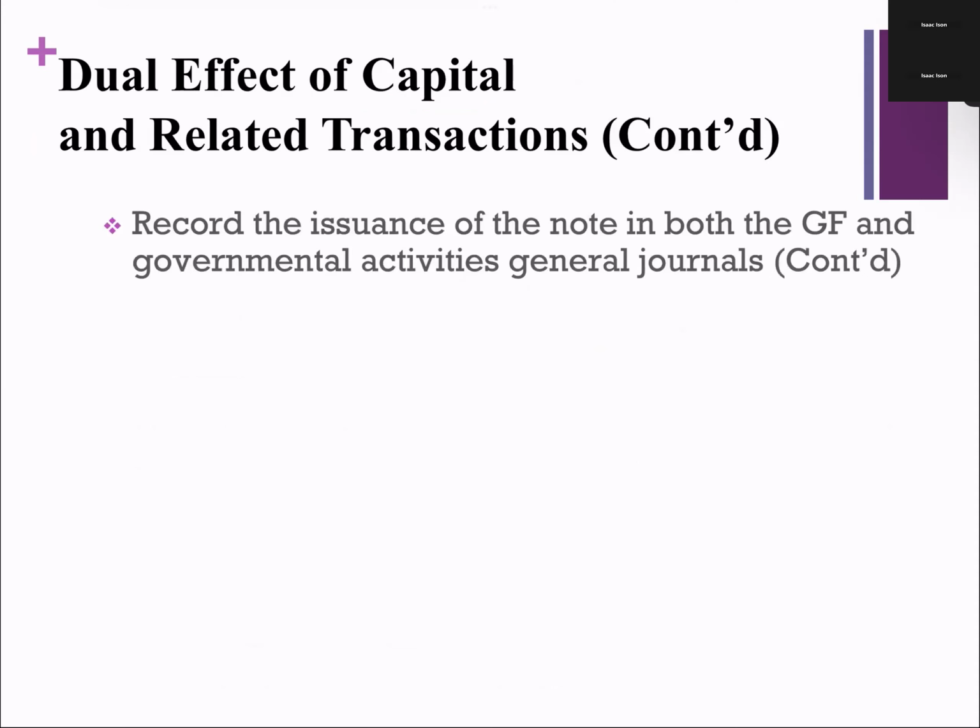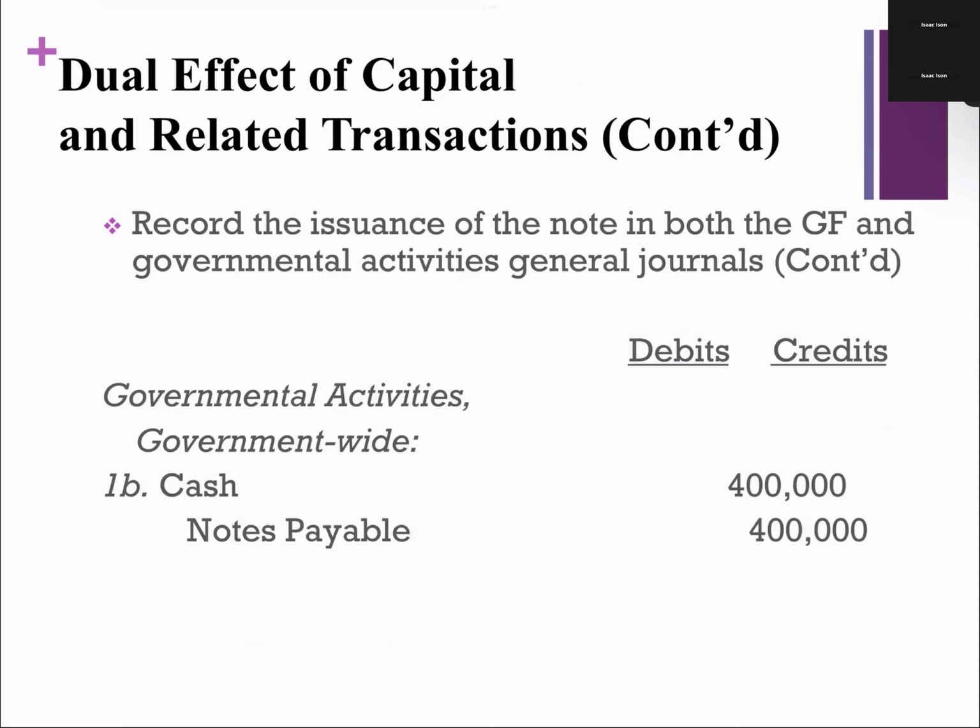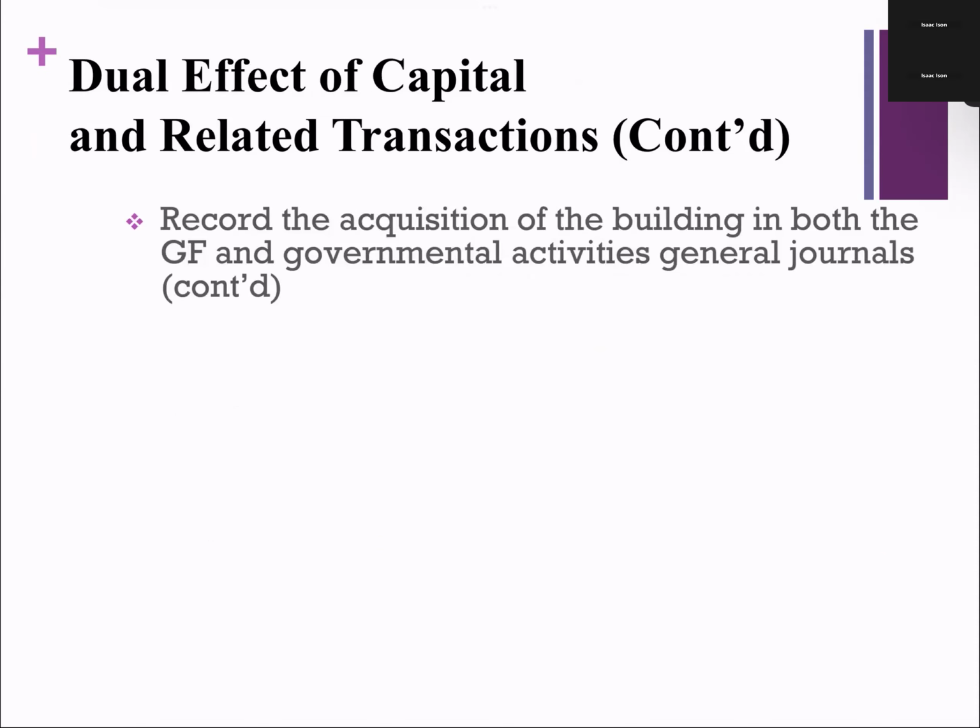And then for our government-wide, so this is a financial statement that we'll talk about, governmental activities, but government-wide, so this is the same transaction, but just recorded two different ways. Not formatted perfectly for this iPad, but we received cash. That was the same, but you can see our credit is to notes payable instead of to other financing sources. Okay. Let's see what else we got here.